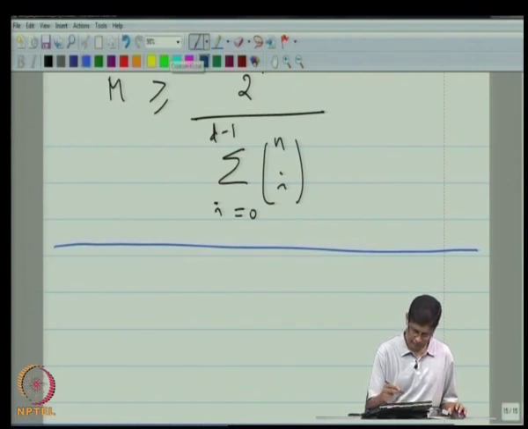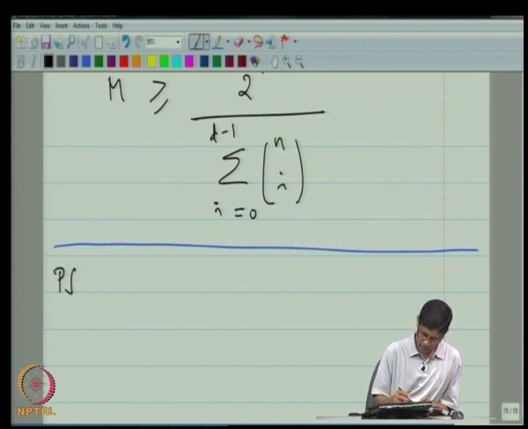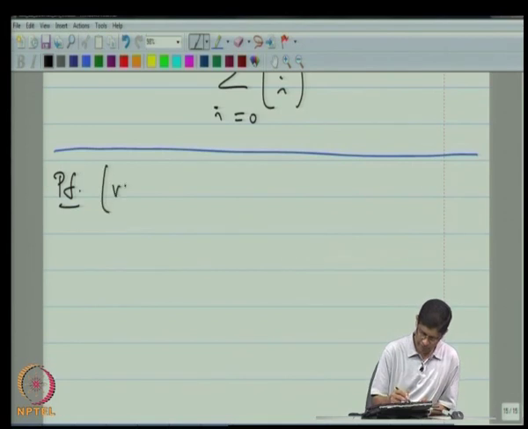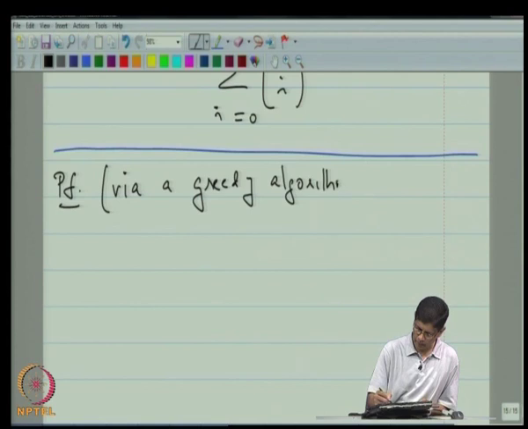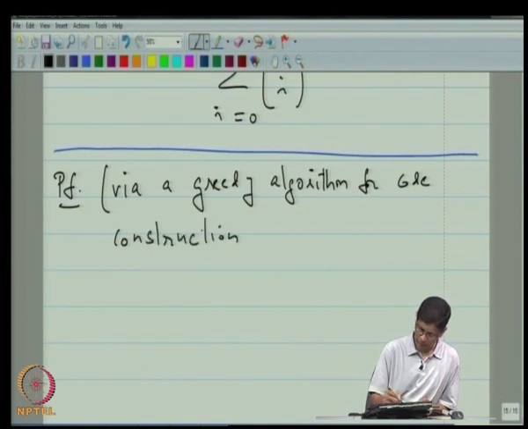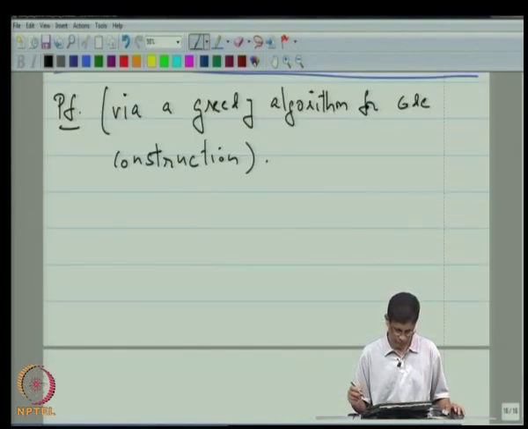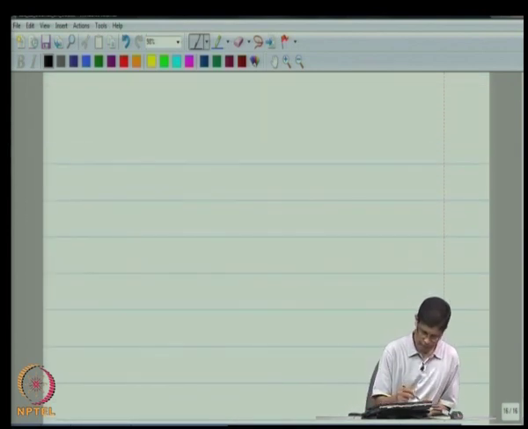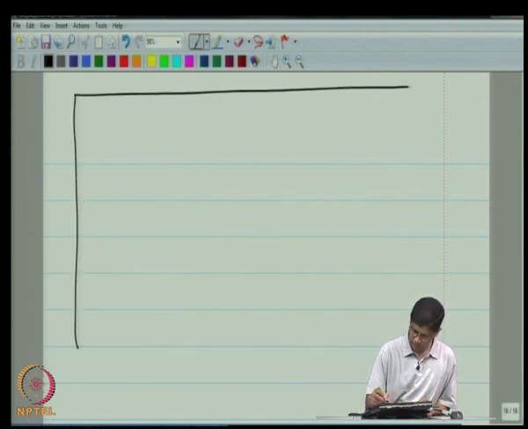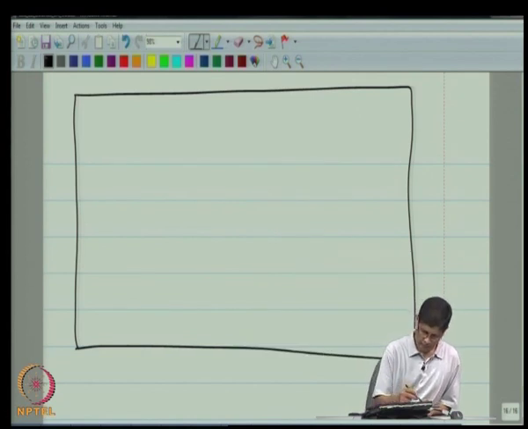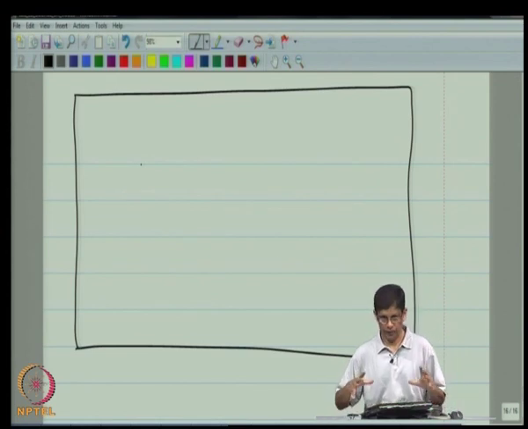So, how do you prove this? So, the proof is via a greedy algorithm for code construction. So, it proceeds like this. What we do is we take a code word. So, we are building up a code by picking code words one at a time, and of course, we have to keep in mind that our code must have block length n and minimum distance d. So, we have to keep this parameter d in mind as we go along.